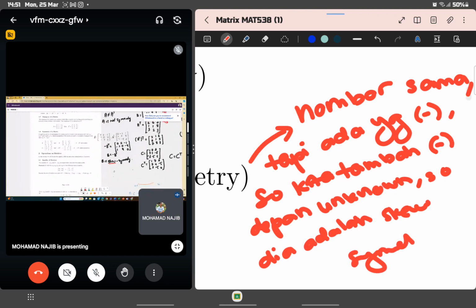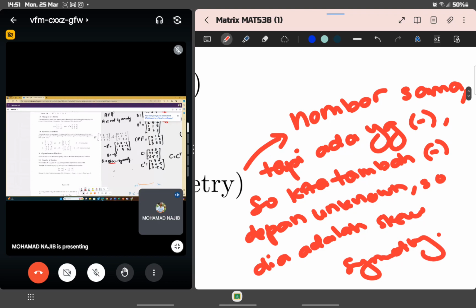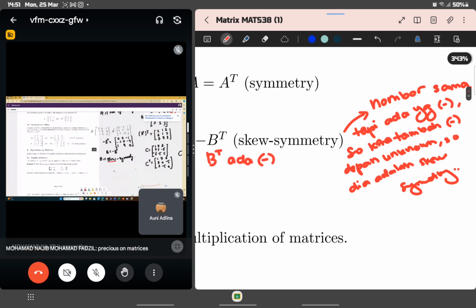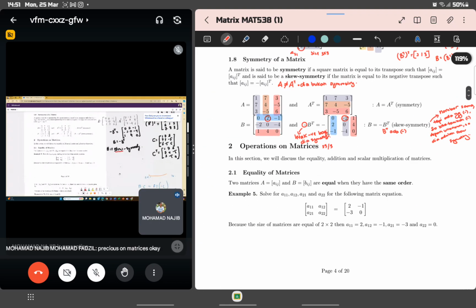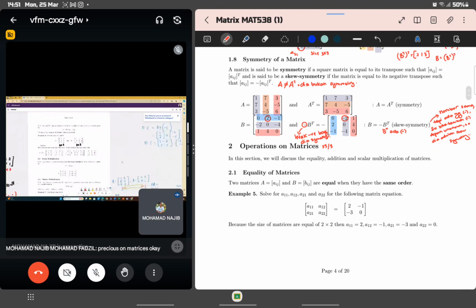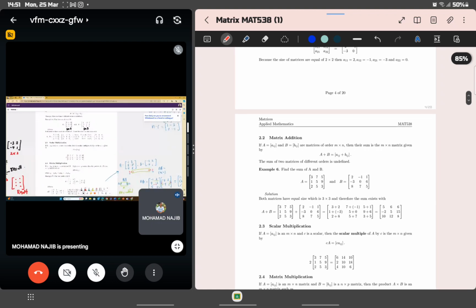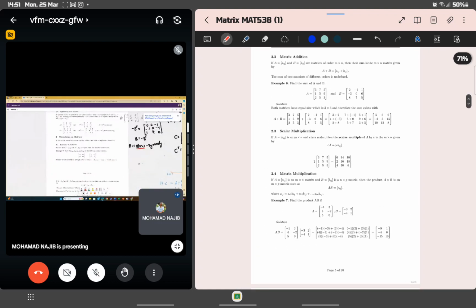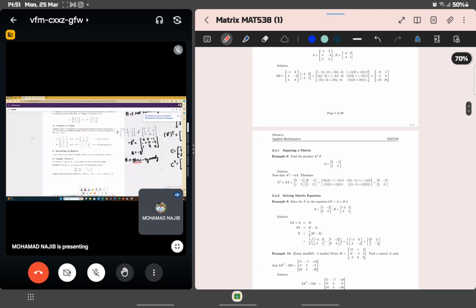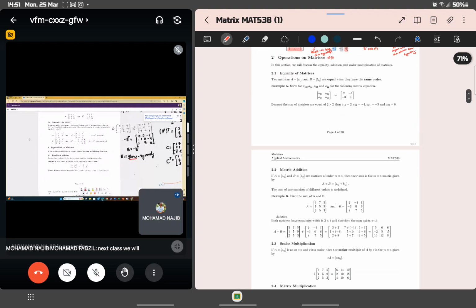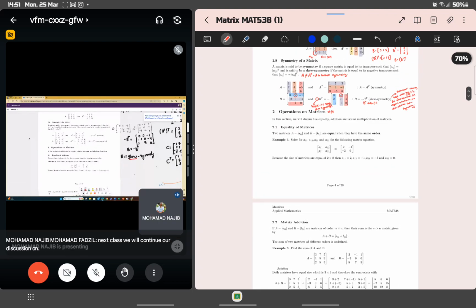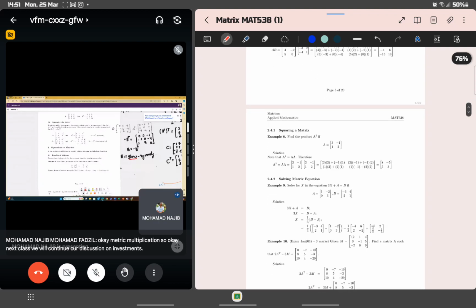Okey, boleh kita sambung? Operations on matrices. Okey, untuk hari ni kita akan habiskan sampai skala multiplication, sampai matrix multiplication solving dia tu. Okey, cukuplah untuk 2 jam. Next class, we will continue our discussion on inverse matrix.